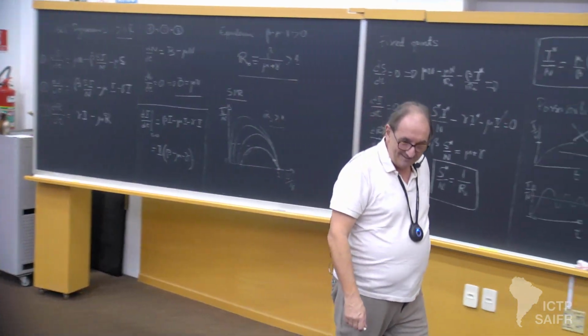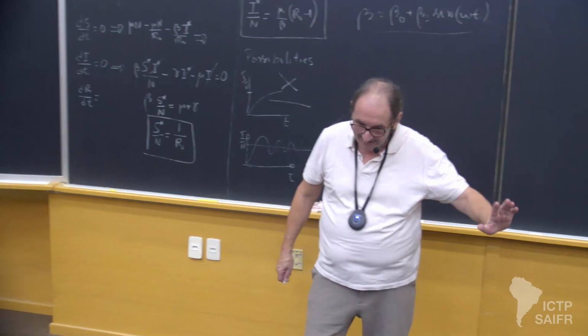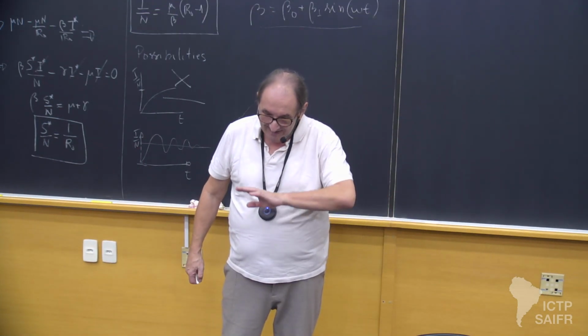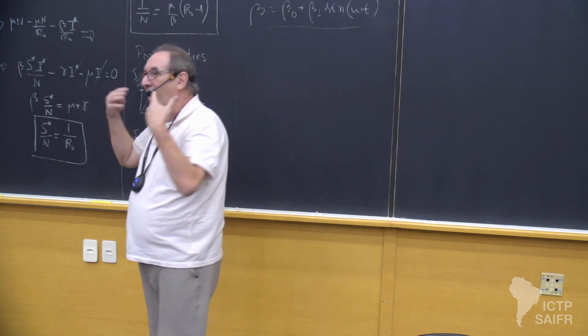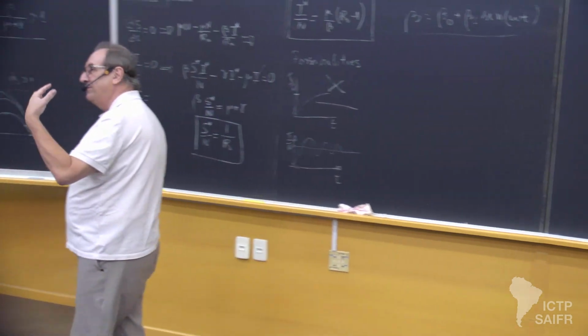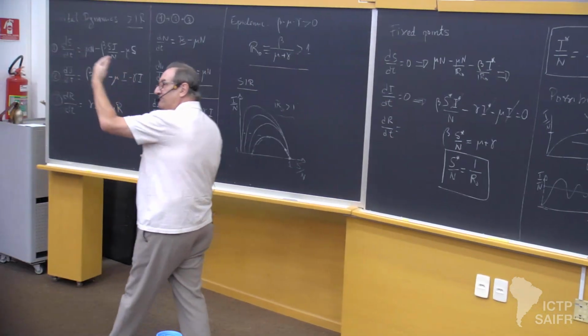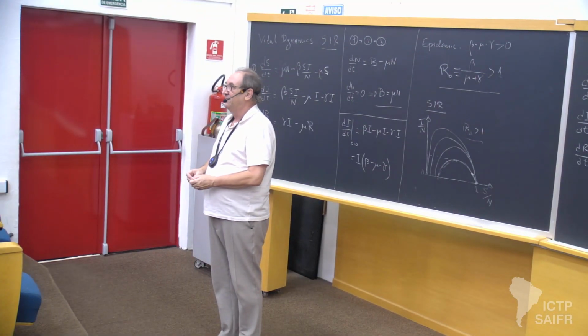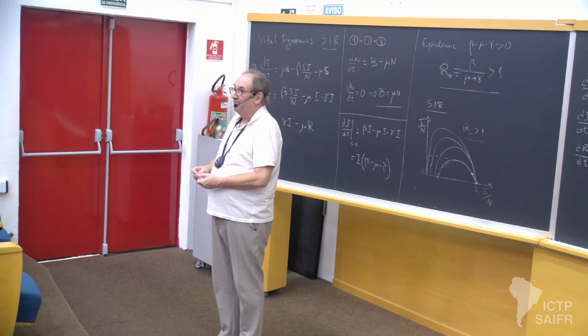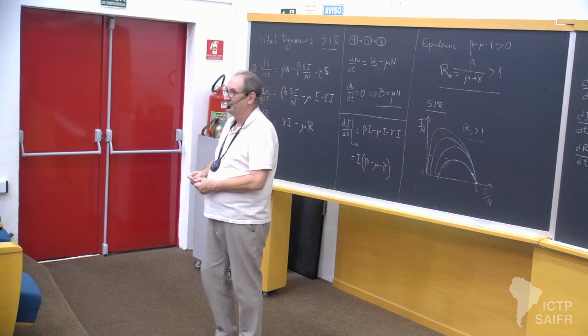But then you can really go to speculations in the case of influenza: why does it happen that the period of oscillations due to waning immunity is the same as the period of the seasons? This is not given a priori.